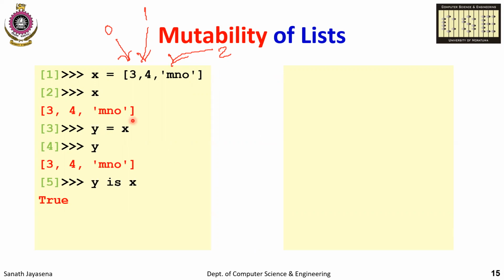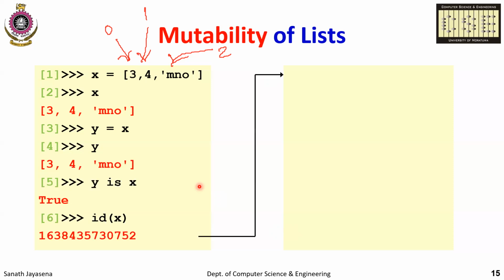What is that? When you say Y equals X, it doesn't create a new object. Y and X both refer to the same list object here. That is why Y is X is true here. They both have the same identity. That means both Y and X refer to the same object, one single object whose elements are 3, 4, and MNO. Now I just check the identity of X. It gives me a number. And I check the identity of Y. It gives the same number, obviously.